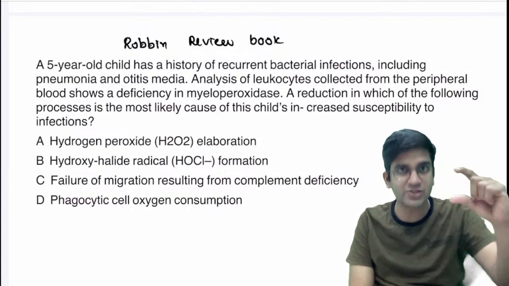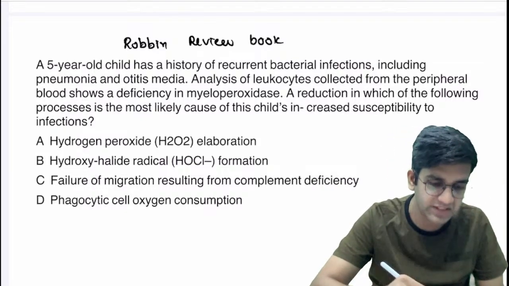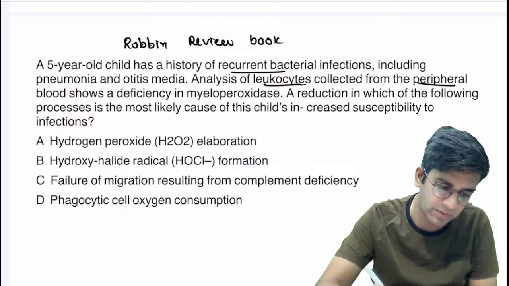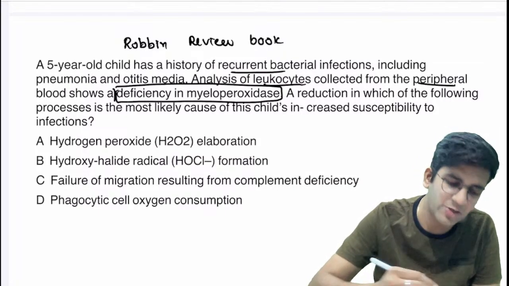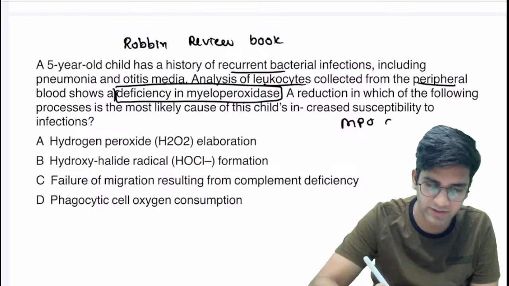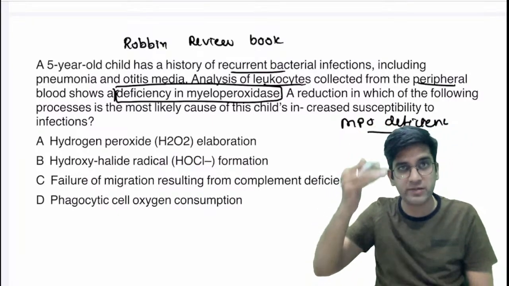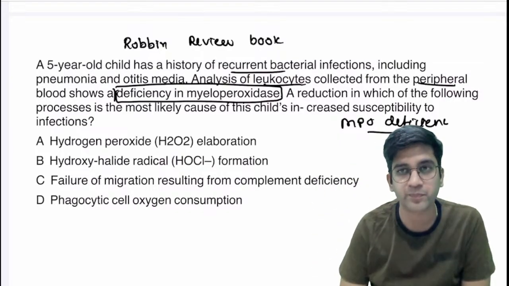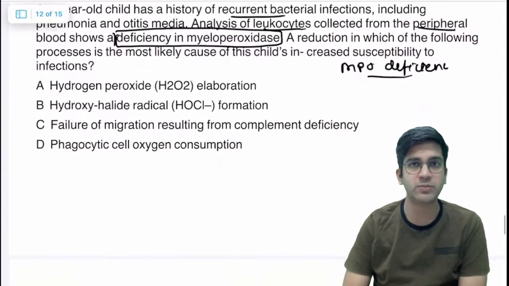Actually, if you read through the question carefully, the answer is there in the last line. A 5-year-old with a history of recurrent bacterial infection, analysis of leukocytes collected from the peripheral blood shows deficiency of myeloperoxidase. So I already know the disease. It's an MPO deficiency. If you remember the acute inflammation respiratory burst pathway, where was MPO? The final step or the first step?